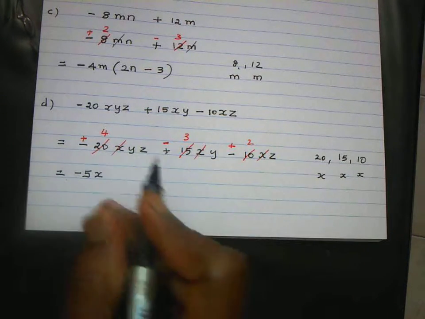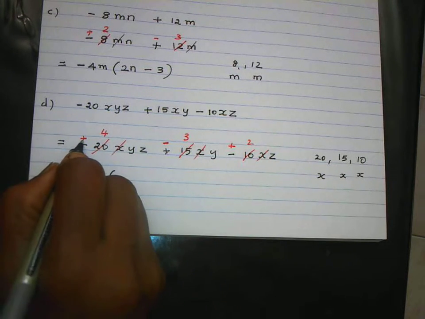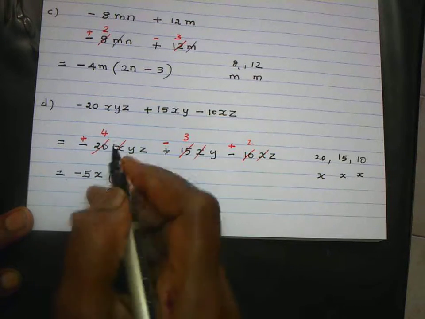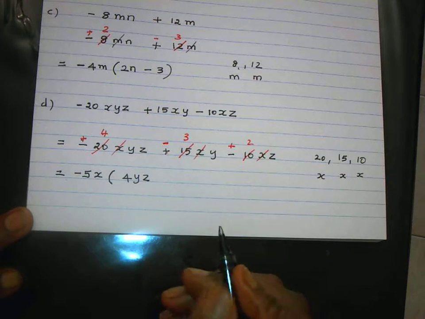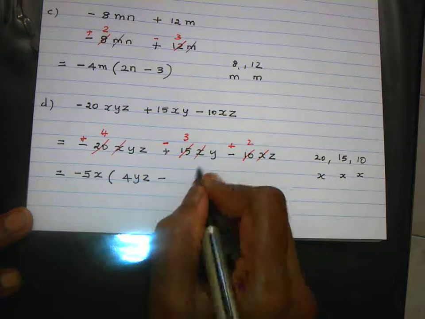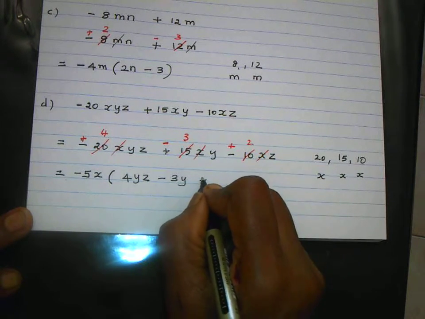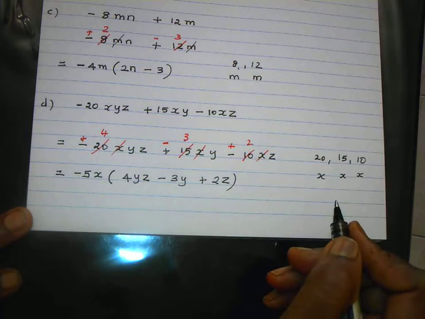So now I'm going to open the bracket. When I open the bracket, now I have the sign plus. I don't need to write plus. 4yz. The next sign is going to be take away. Then 3 and y left over, 3y. And then the sign is plus 2z. So that is your final answer. Okay.